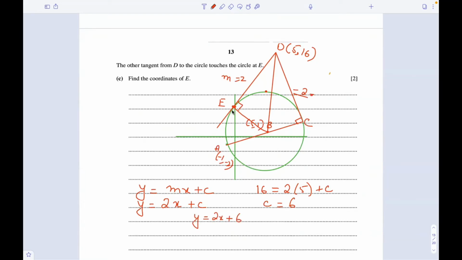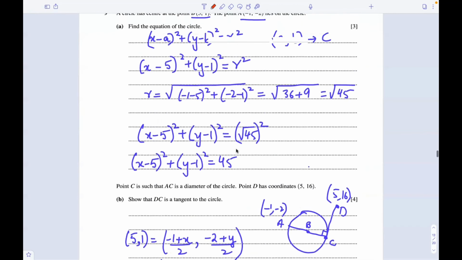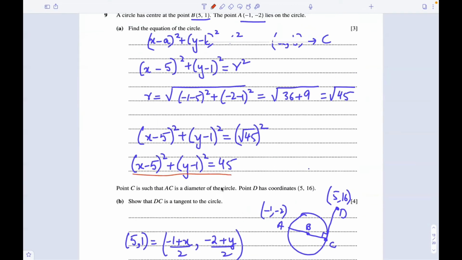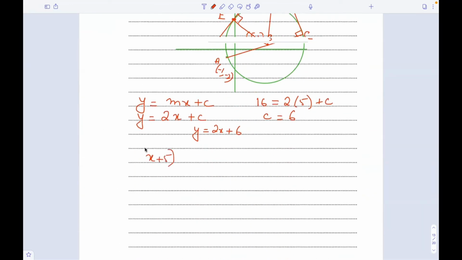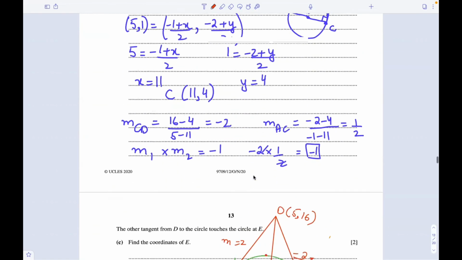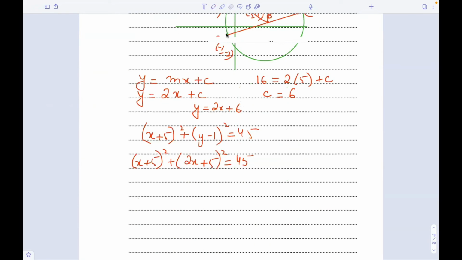Now to find the coordinates of E, as we know that the line and the circle are intersecting, we can solve the two equations simultaneously. So the equation of the circle was (x minus 5) squared plus (y minus 1) squared equals 45. Now in place of y, we can substitute 2x plus 6. So substituting 2x plus 6 in place of y, we get 2x plus 6 minus 1, which will become (2x plus 5) squared equals 45. And this was x minus 5, so let's correct this as well.